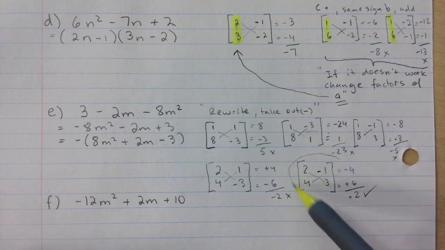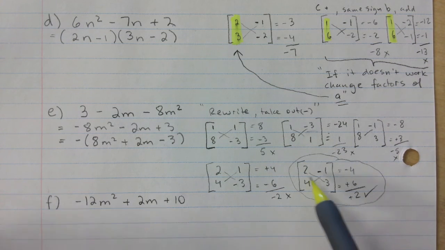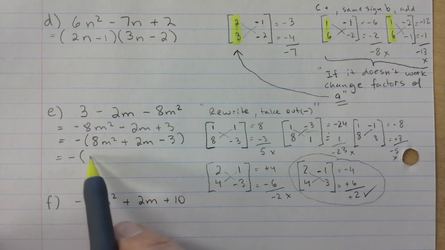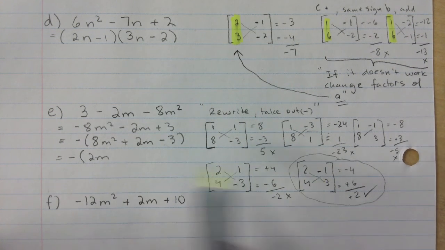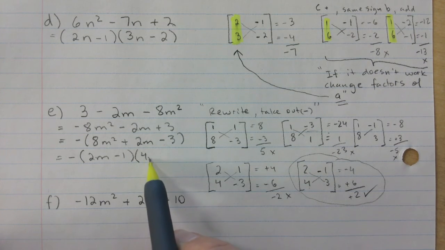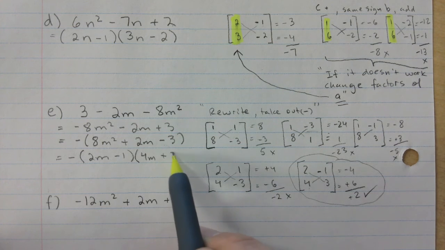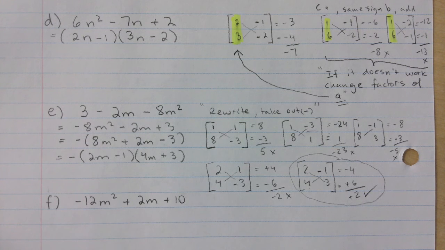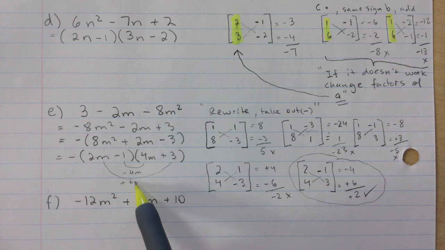Okay, so this is the winner. So you use this. Don't forget the negative. You go 2m minus 1, and then you go 4m plus 3. And that's your factored form. And if we do a quick check, this is -4m, and this is +6m. That adds up to +2m, which is what we want.